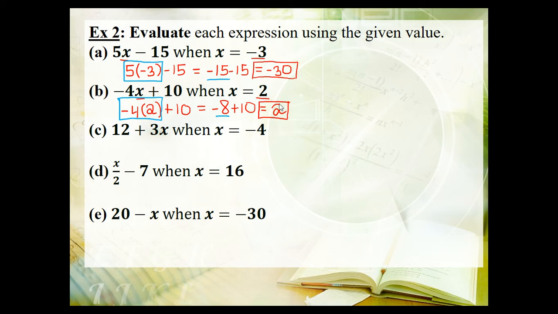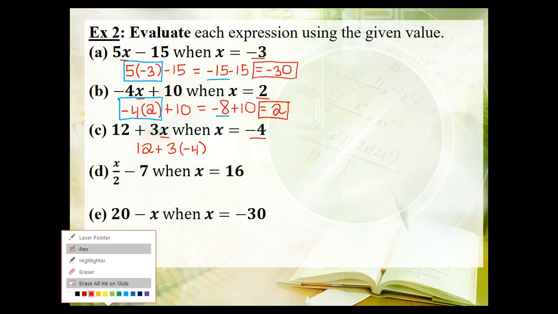Okay, part C, we have 12 plus 3x when x is equal to -4. So again, we're going to take the value of x, which is -4, and do a substitution here. So this would look like 12 plus 3, and in the place of x, we're going to replace the x with the number in brackets. So it'll be -4.